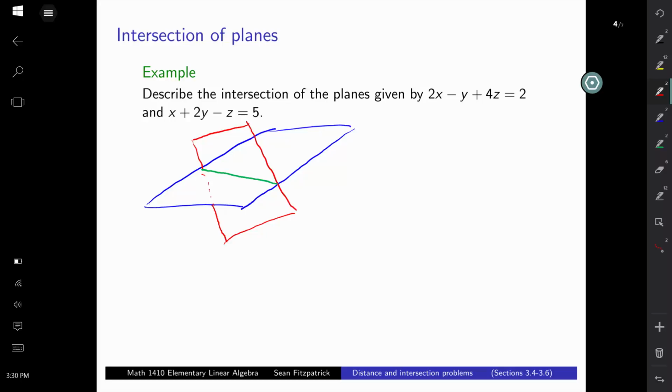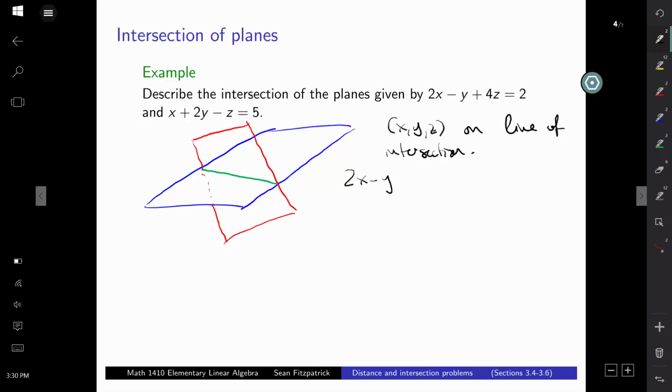Okay, so let's suppose I have x, y, z, and it's on the line of intersection. Okay, well that means that 2x minus y plus 4z equals 2, and at the same time x plus 2y minus z has to equal 5.